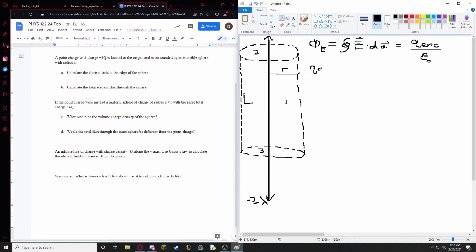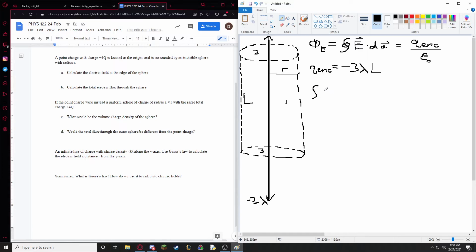So Q enclosed is equal to our charge density, charge per unit length, -3 lambda, times our total length, which we're saying is some arbitrary value L. So now we know we have our -3 lambda L over epsilon naught, and that's what we know our flux is going to end up being. So now we want to figure out what this closed surface integral is so we can actually solve for our electric field. So let's go ahead and break our integral into 3 parts.